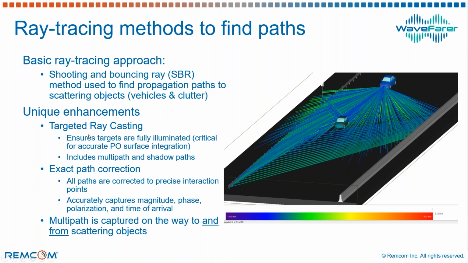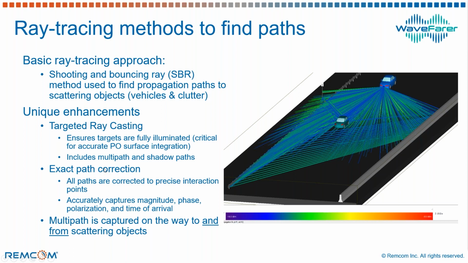However, we have a lot of unique enhancements over shooting and bouncing rays that are very critical for the radar scattering. One of them is targeted raycasting. When we're doing our surface integration, we need to make sure that we are illuminating all of the facets of our target geometry. Targeted raycasting makes sure that when we ray trace, we hit all of the facets, and we've combined this with multipath so that our multipaths are also illuminating the entire vehicle so that we can do an accurate surface integration.